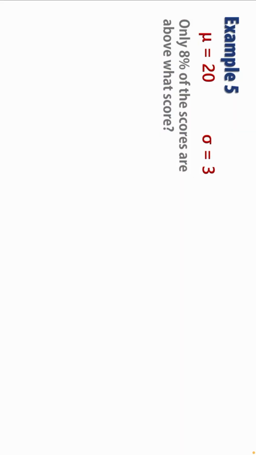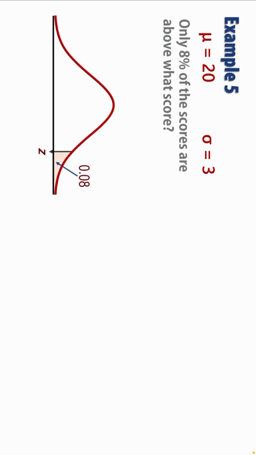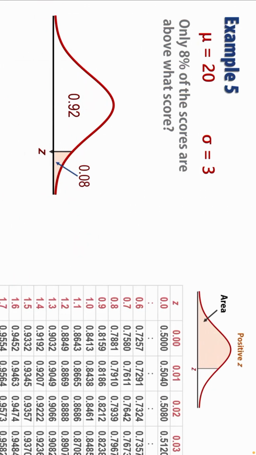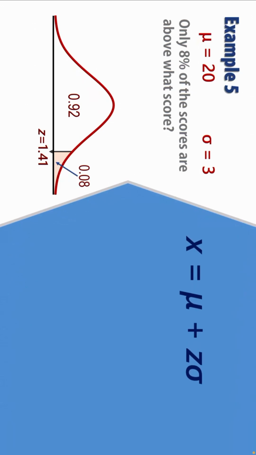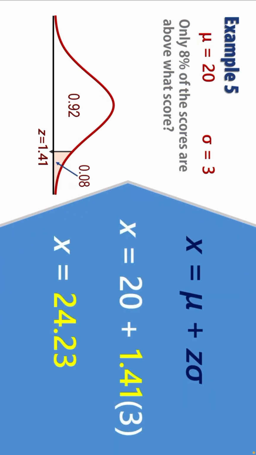Next example. In this one, we want to find a score such that only 8% of the values are above that score. That is, we have 0.08 in the right tail here. Since the areas in our tables are less than areas, we do 1 minus 0.08 to obtain a less than area of 0.92. We then search for the closest to 0.92 in the table, and the closest we find here is 0.9207, which corresponds to a z score of 1.41. Substituting again in the x formula, we have x equals 24.23. That is, only 8% of the scores are above 24.23.